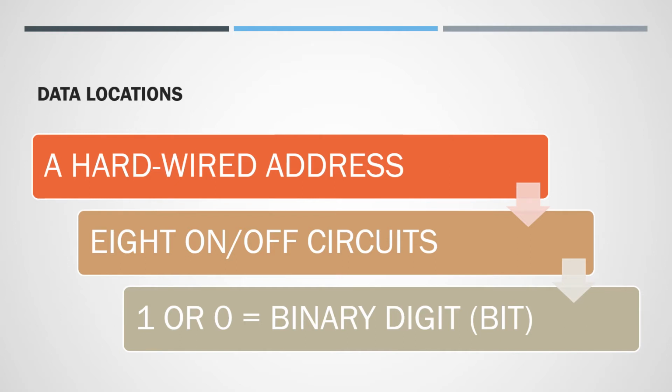We represent the on and off circuits using the numbers 1 and 0. Obviously, there aren't actually ones and zeros inside the computer, just circuits that are either carrying electricity or not. Each one of these ones or noughts is called a binary digit, which we abbreviate to bit.